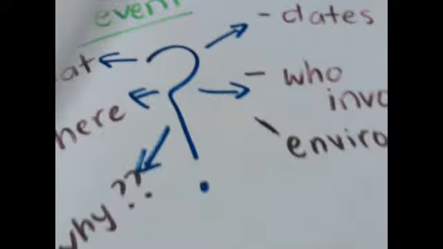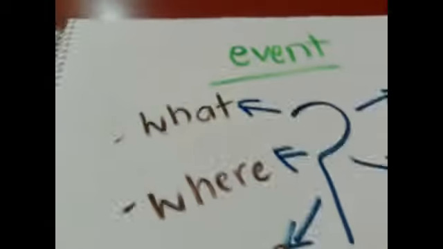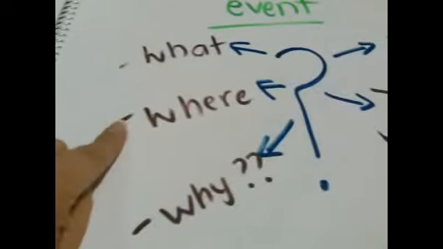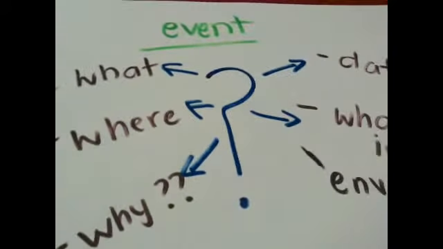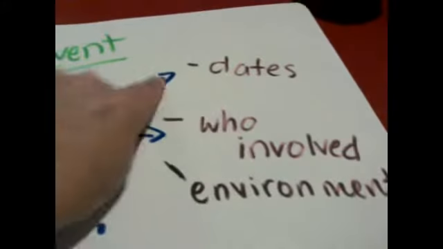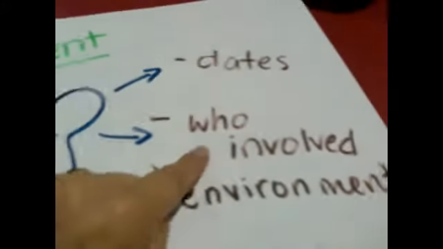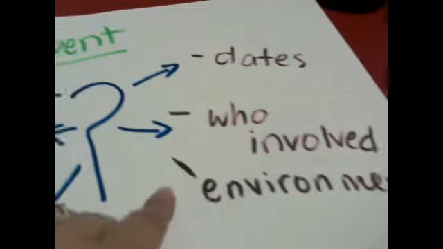All right, let's keep going. So you've chosen your event. What do you need to think about? Well, what it is, where it is, why it's happening, and who's involved. So you need dates. Who's involved, why are they involved? What's the actual physical environment like?